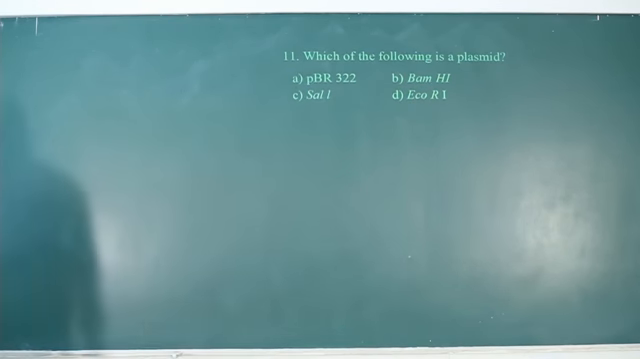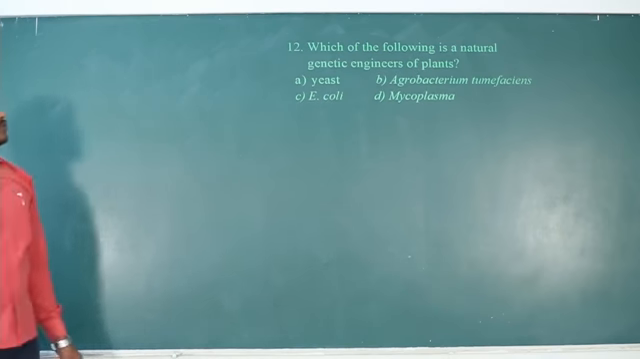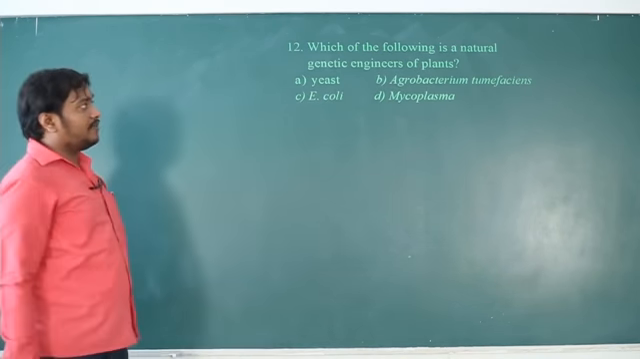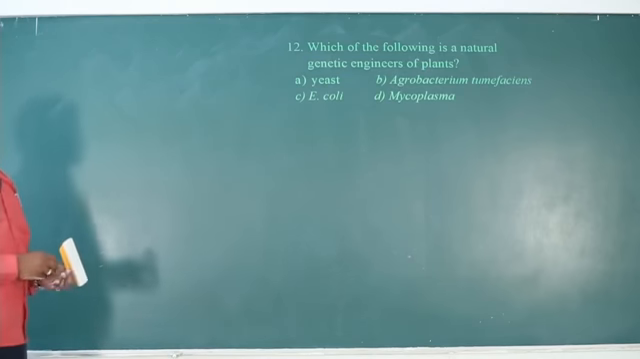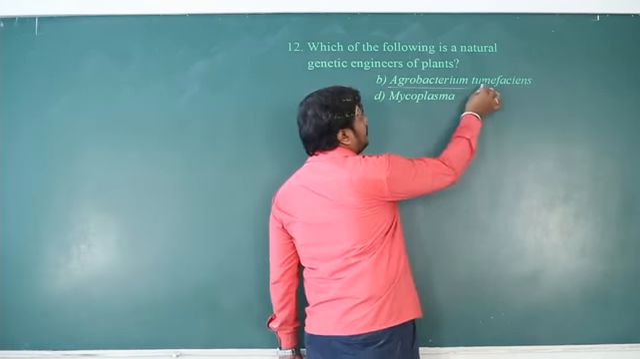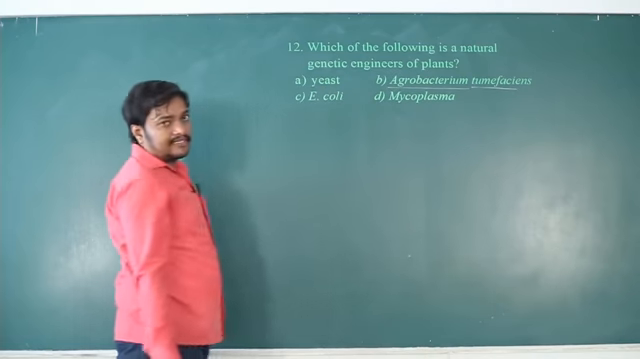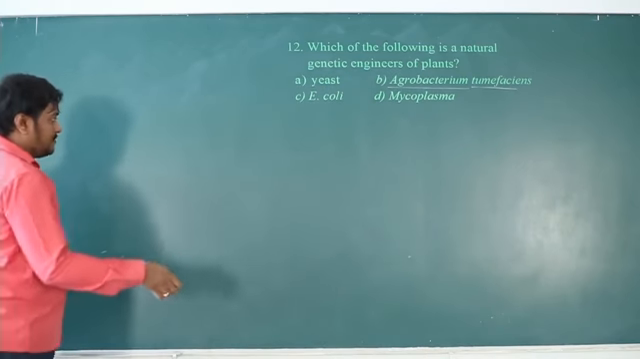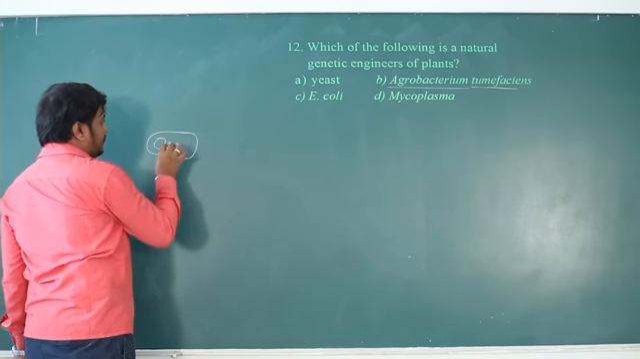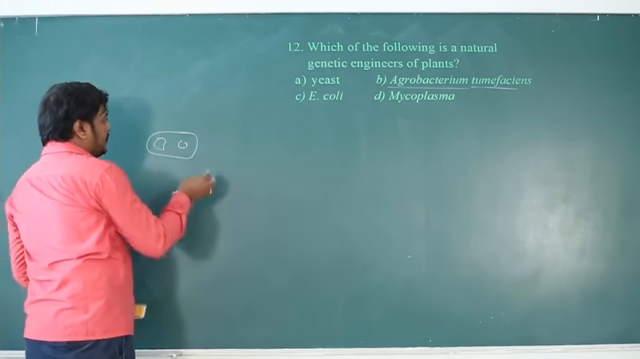Move on to the next question. Which of the following is a natural genetic engineer of plants? Yeast, Agrobacterium tumefaciens, E. coli and Mycoplasma. You are familiar with this. Agrobacterium tumefaciens is the bacteria which contains a Ti plasmid. That Ti plasmid has the ability to transfer the desired gene.